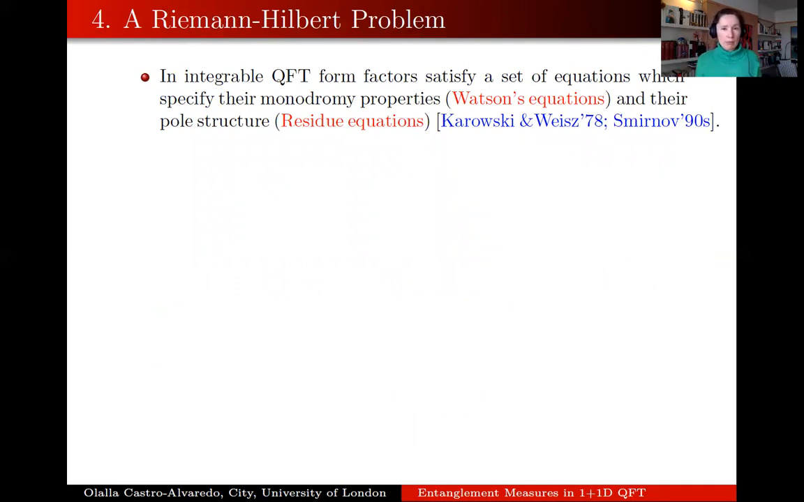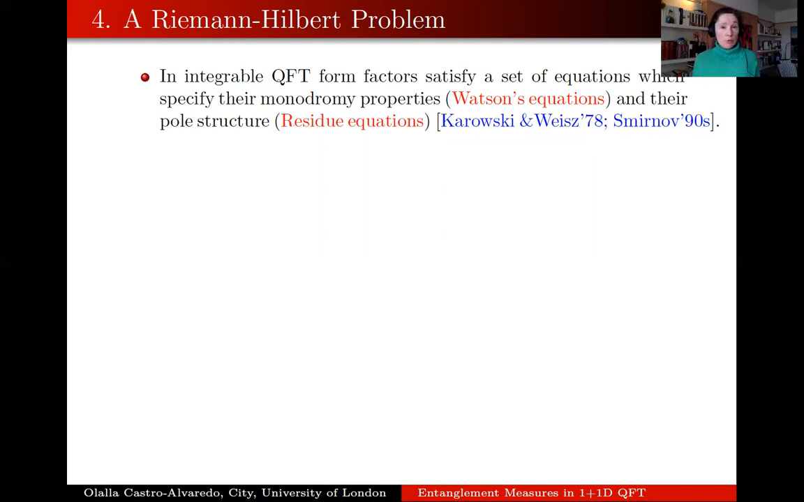It goes back to the 70s with some early work by Weisz and then Karowski and Weisz for the Sine-Gordon model. And it was very much developed later on, especially in the 90s by Smirnov, with lots of papers, especially about the Sine-Gordon model as well. And what all these people realized is that particularly in integrable models, these form factors, similar to the scattering matrices, are very heavily constrained. In fact, they're so constrained that you can write a set of equations, a Riemann-Hilbert problem, that you can solve for the form factors of any local field in your QFT.